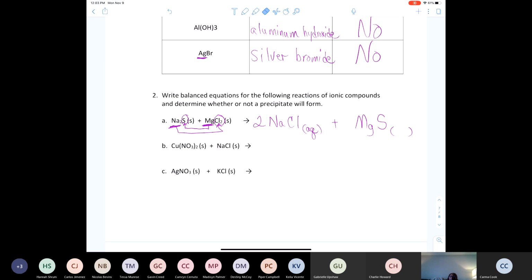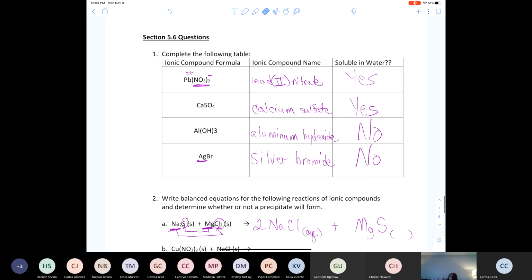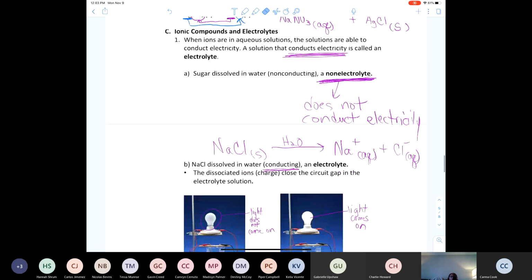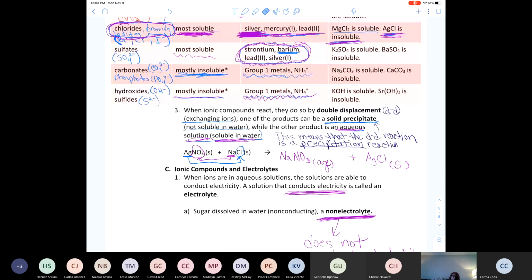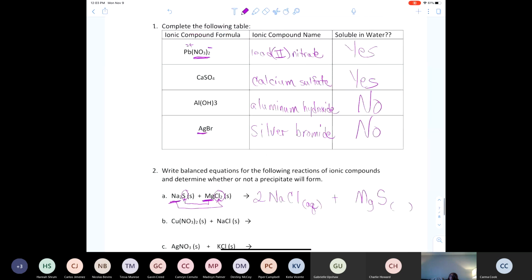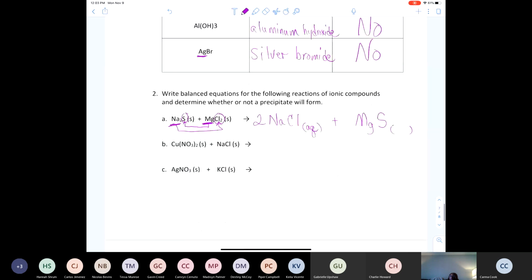What about the magnesium sulfide? What does the solubility rule table tell us about the sulfides? They're mostly insoluble, except if the sulfide is paired with a group 1 metal or the ammonium cation. Magnesium is a group 2 metal, not a group 1 metal. So is MgS soluble or insoluble? Insoluble. Very good. So it's a precipitate. It's solid.